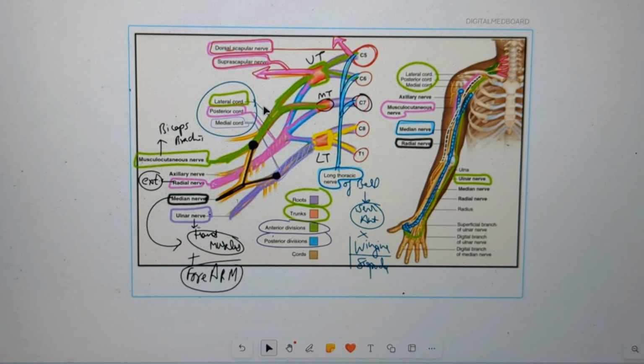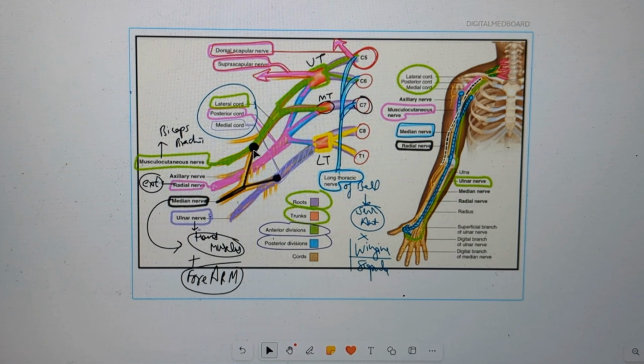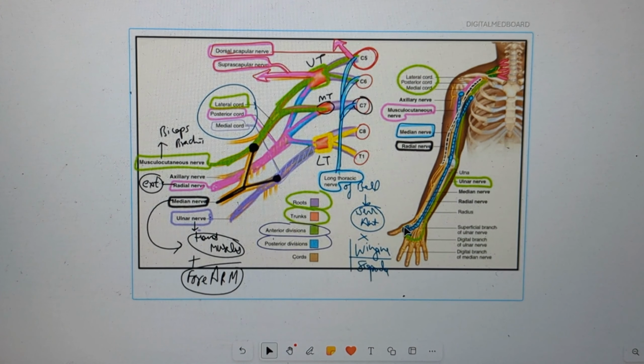The lateral chord continues as the musculocutaneous nerve, which supplies the anterior arm muscles, such as biceps brachii. The lateral chord and medial chord each give a branch to form the median nerve, which runs in the midline and primarily supplies the anterior forearm muscles and some hand muscles near the thumb. The median nerve and the ulnar nerve together supply the hand and forearm muscles.